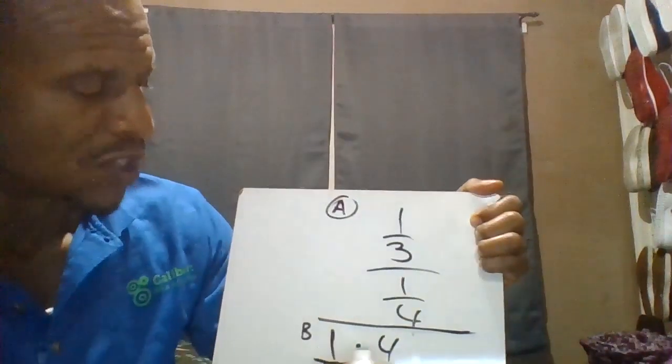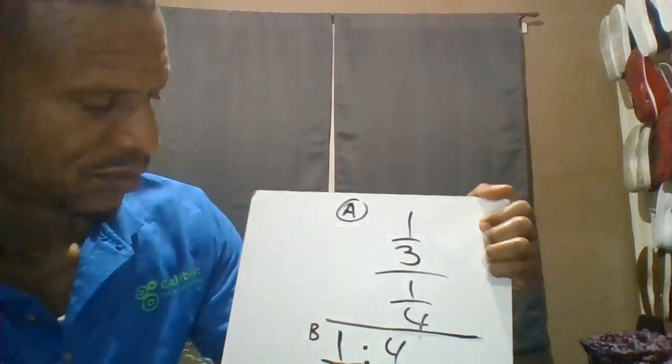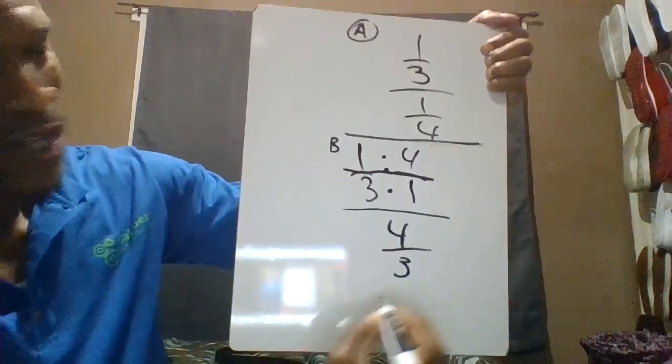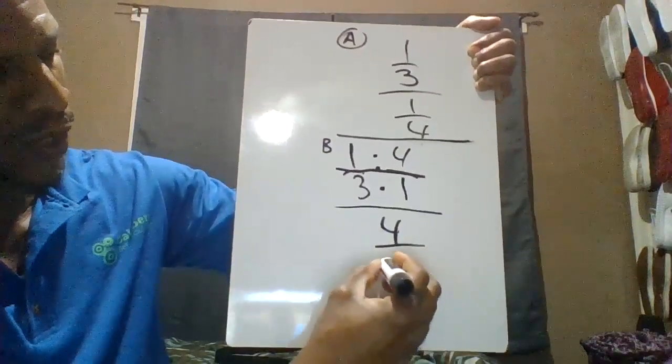All right. One set of four, four. One set of three, three. Oh, y'all can't see that. Sorry. One set of four, four. One set of three, three.